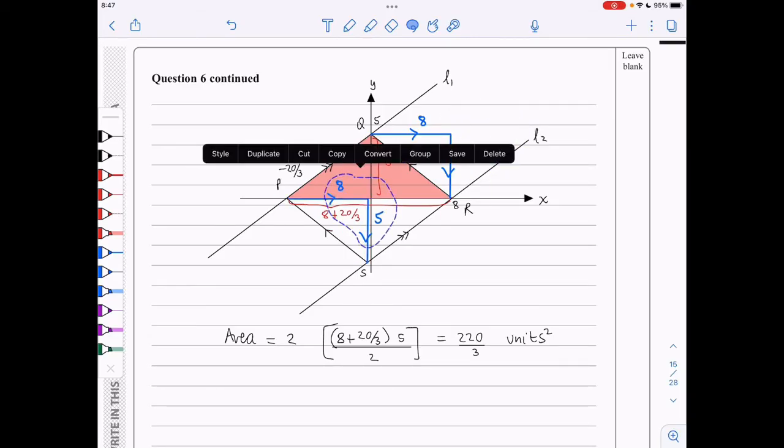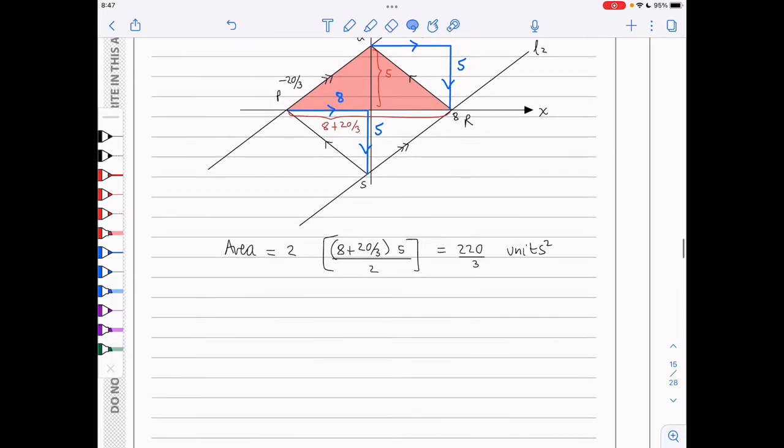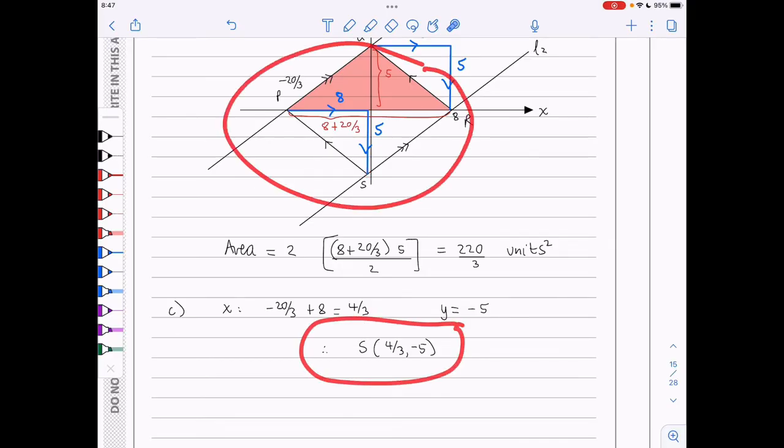So there it is. Which means that the x coordinate of S will be minus 20 over 3 plus 8, which is 4 over 3. And the y coordinate will simply be negative 5, and therefore the coordinates of S are 4 over 3, comma, minus 5. You might notice that the sketch here suggests that the x coordinate of S is negative. However, you need to bear in mind that this was not accurately drawn, and therefore this is the correct answer. This was just for illustration purposes.